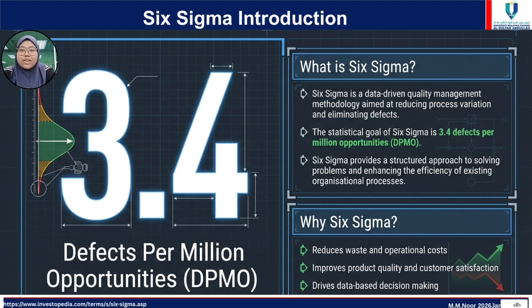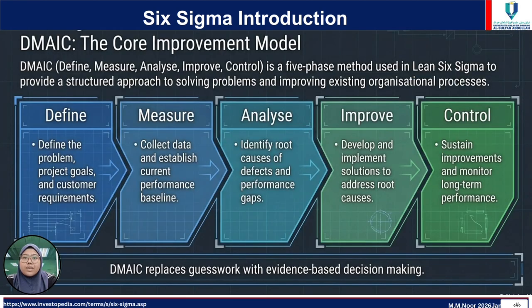By minimizing defects, organizations can improve product quality, customer satisfaction, and operational efficiency. Six Sigma aims to achieve near-perfect performance, which is only 3.4 defects per million opportunities. These high standards help companies remain competitive and reliable.